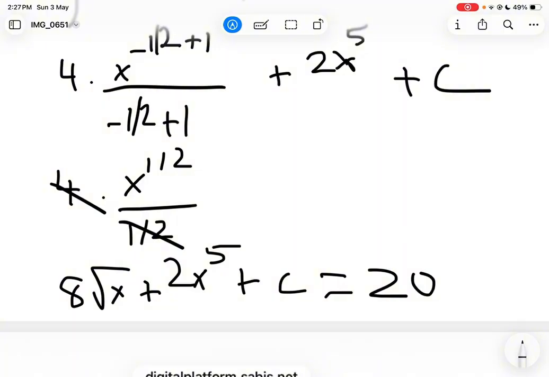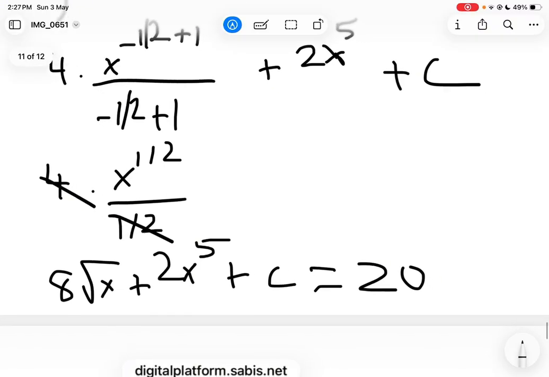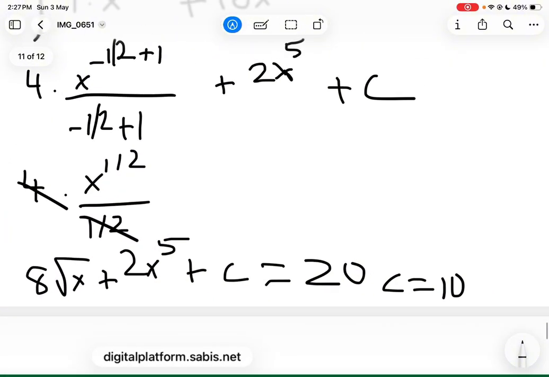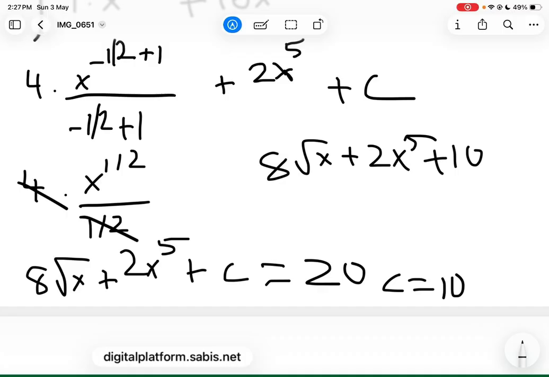So 8 plus 2 is 10. Move the 10 there, so it will be 20 minus 10. So c will become equal to 10. c is equal to 10. So you have your full equation of 8 radical x plus 2x^5 plus 10. Okay, that's your final equation, f of x.